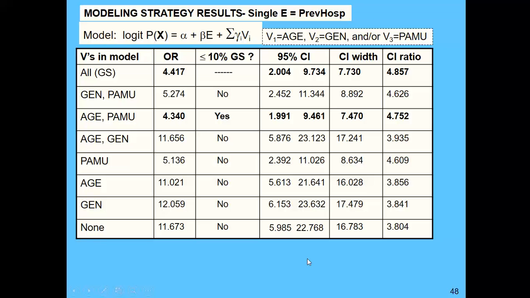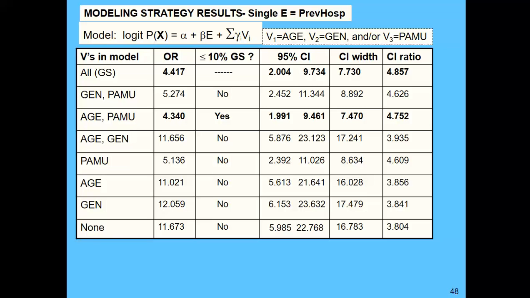Now, how do I consider precision? Well, precision could be looked at two ways. One way is, what's the width of the confidence interval? What's the highest minus the lowest? When I do that, I get 9.734 minus 2.04, which is 7.730. When I do this for the other model, I get 7.470. So which one is more precise?